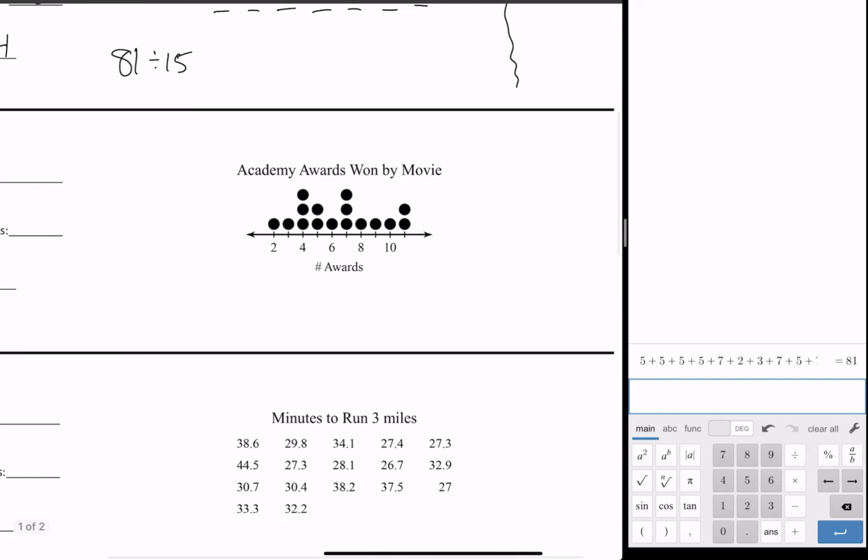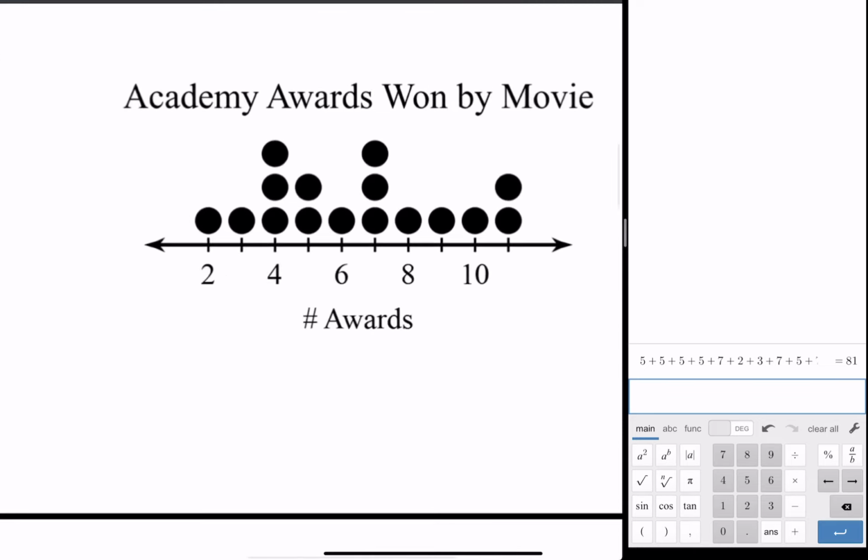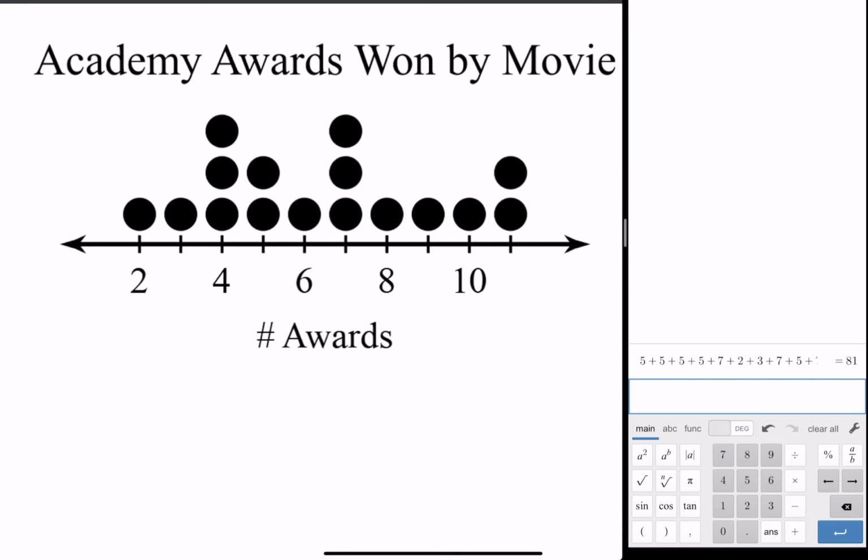So we have the Academy Awards. So in this one, we have dots listed out for us, which is kind of weird. So right here, what we're seeing, this is saying, hey, we have one number 2. This is the number 3, right? Because between 2 and 4 is 3. We have 1, 2, 3 4s. This is 5, and we got 2 5s. This is 6, we got 1 6. This is 7, so we got 3 7s, and so on and so forth.